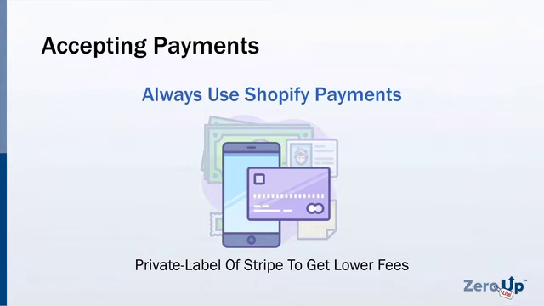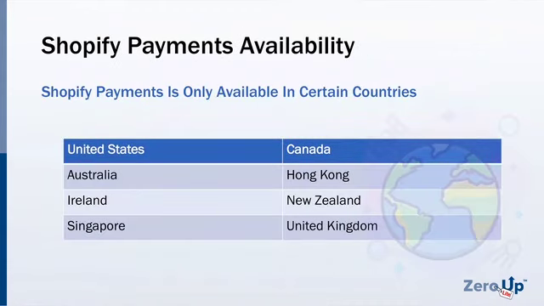Now, when it comes to payments, you always want to use Shopify Payments. Shopify Payments is a private label of Stripe, and you can get much lower fees than going to a bank to process credit cards for you or finding a third-party provider. However, Shopify Payments is only available in certain countries. It's only available if you are a resident of the United States, Canada, Australia, Hong Kong, Ireland, New Zealand, Singapore, and United Kingdom.